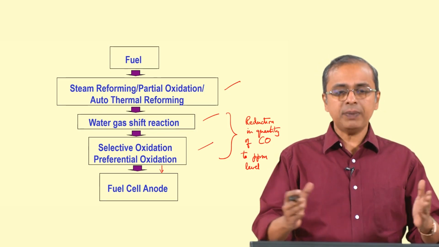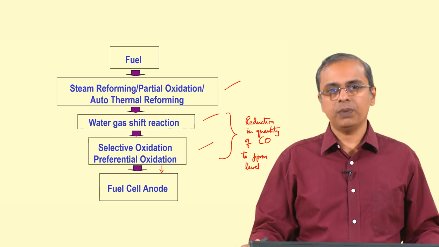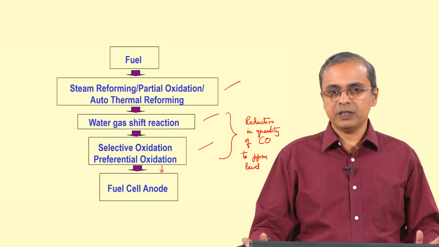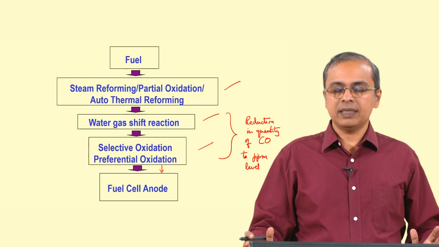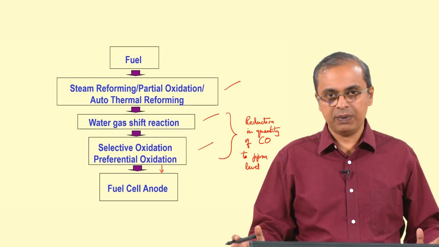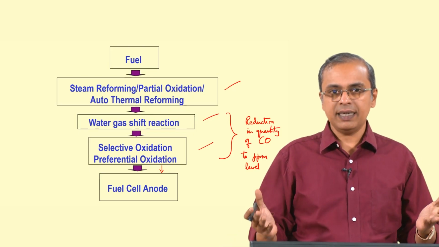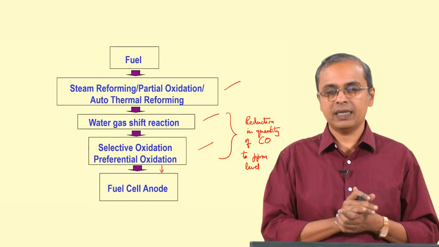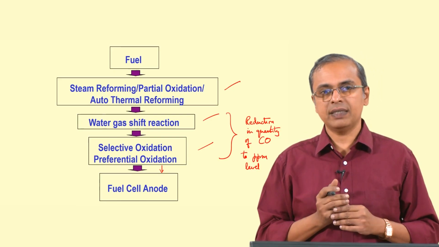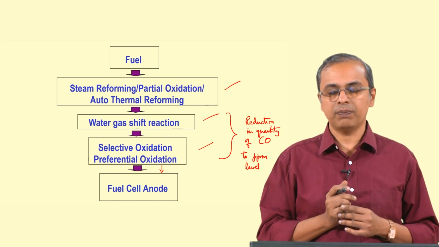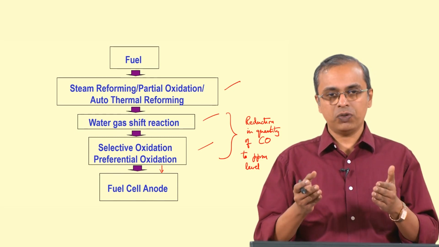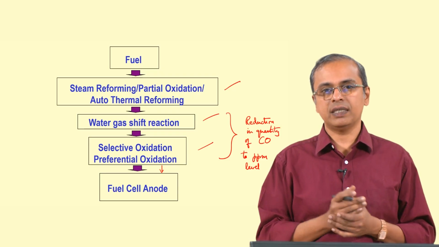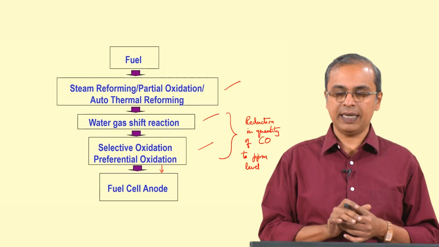So to sum up, this is the basic idea of fuel processing from the perspective of a fuel cell, certainly from the perspective of a proton exchange membrane fuel cell. As I said, this is why it is needed, because of the type of fuels that are available. We have discussed the various steps involved in the fuel processing activity, and we have also looked at some of the issues associated with it.